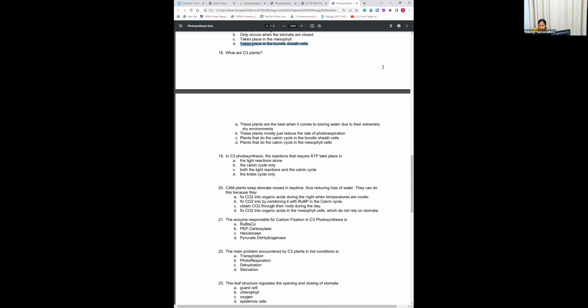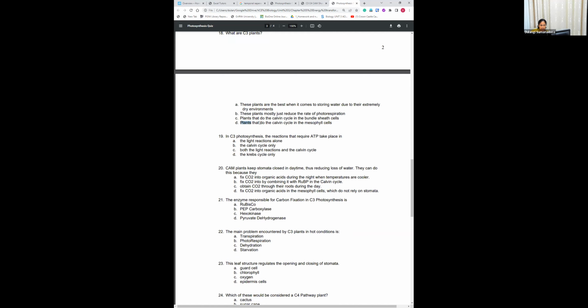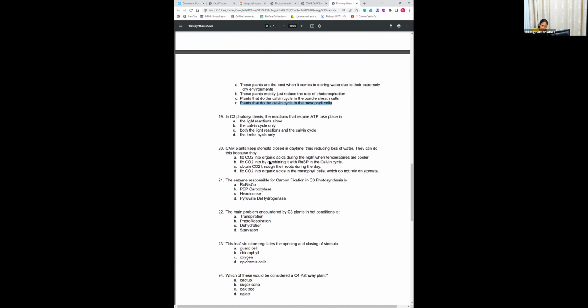18. What are C3 plants? So C3 plants, 18, plants that do the Calvin cycle in their mesophyll cells. Right, the normal plants. Next one. In C3 photosynthesis, the reactions that require ATP take place in the Calvin cycle only. We put the ATP usage inside the Calvin cycle only, right? So Calvin cycle.